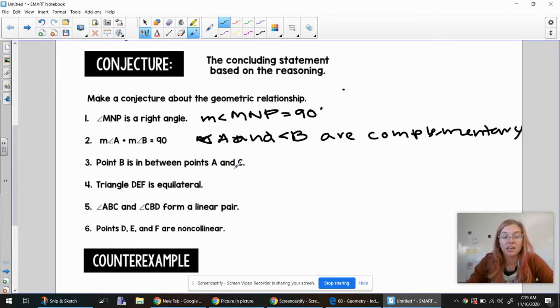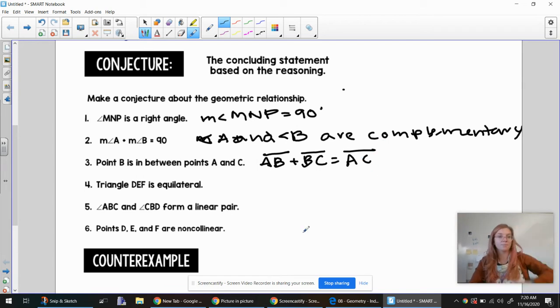Welcome back. Let's go through the answers to the rest. Number 3 would be that for points A, B, and C, AB plus BC is equal to AC. So the length of AB plus the length of BC is equal to the length of the whole thing. If triangle DEF is equilateral, that means angle D is the same as angle E, which is the same as angle F.